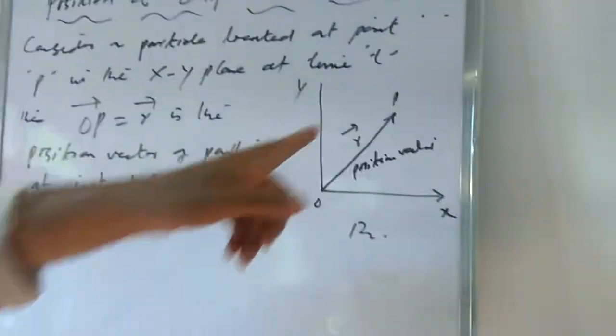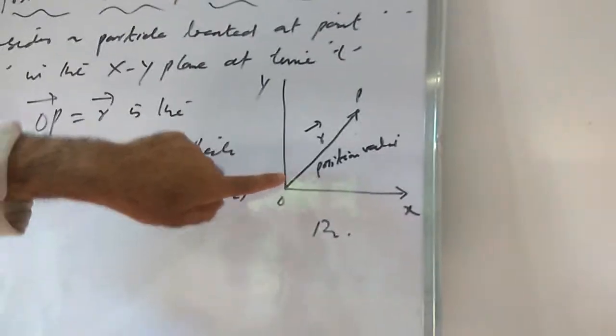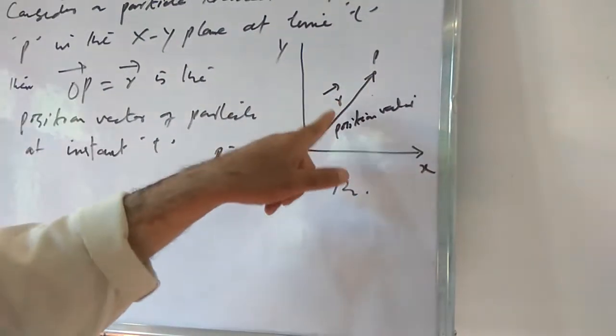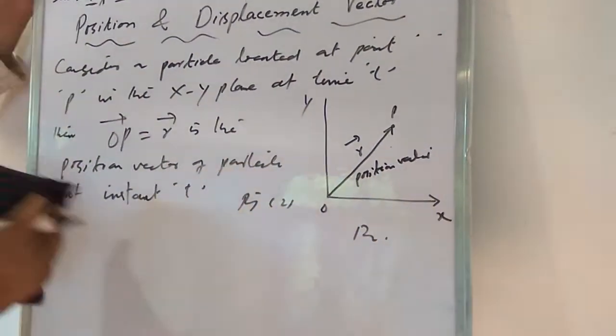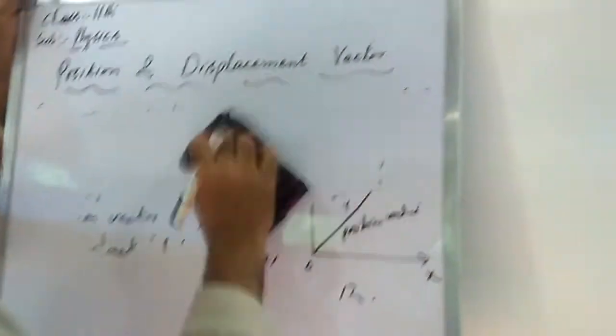Here, the particle is located at point P in the xy plane. How much is the position vector? Position vector is the vector drawn from the origin to the position at any instant. Here, OP is equal to R is the position vector of the particle. This is the position vector. Now, after that, what is the displacement vector?